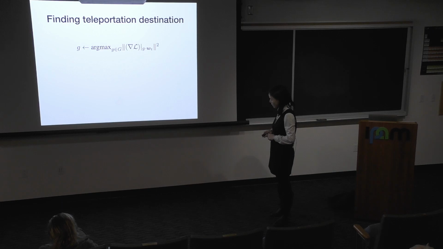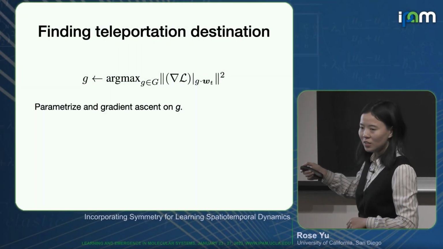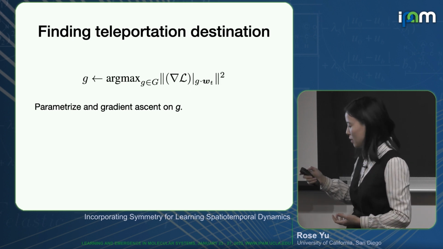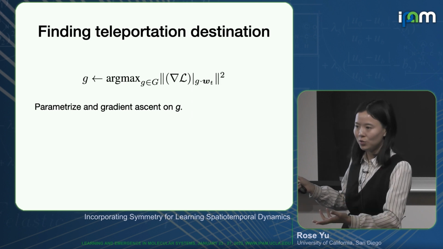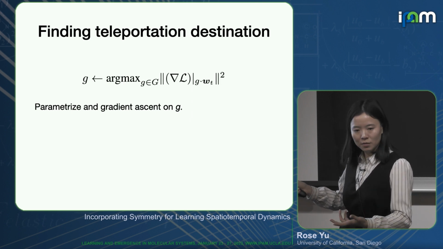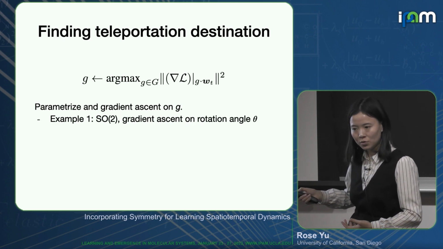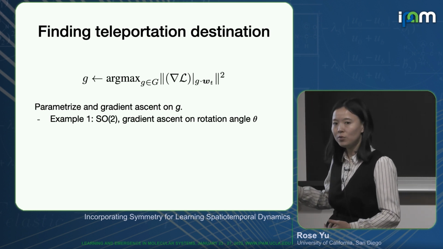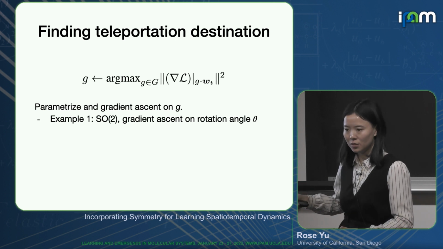How do we do argmax, right? So essentially we can parameterize this actually. If G is a continuous group, we can parameterize it. Let's say it's an SO(2) group, then we know there's one parameter that parameterizes the SO(2) group, which is the angle. Because of that, we can do gradient descent within this group. So the argmax is actually solved with a local update algorithm, and you can solve it with any optimization algorithm if you parameterize the continuous group.